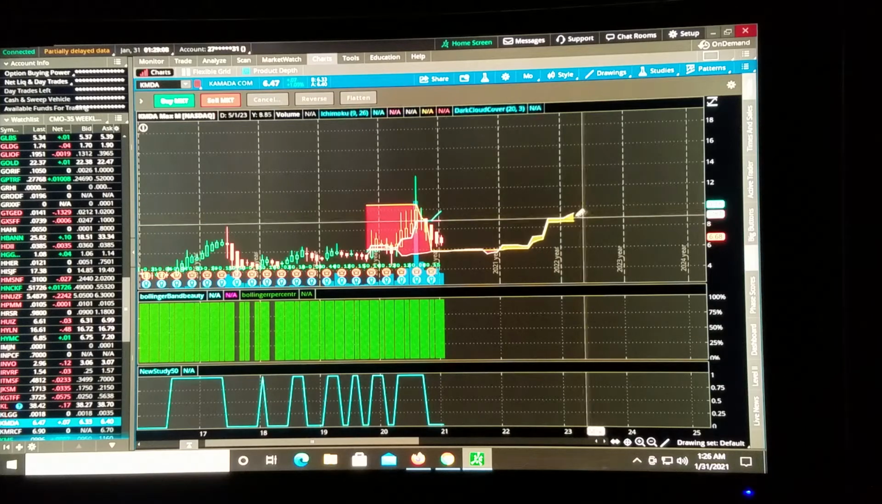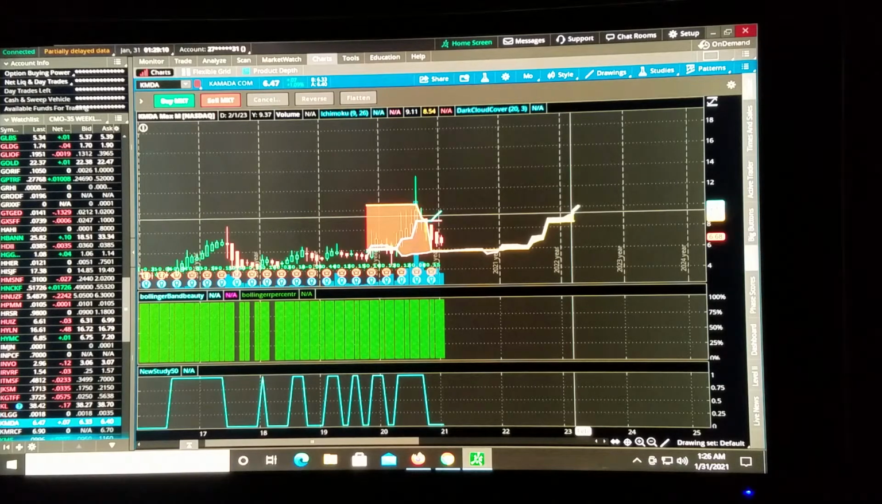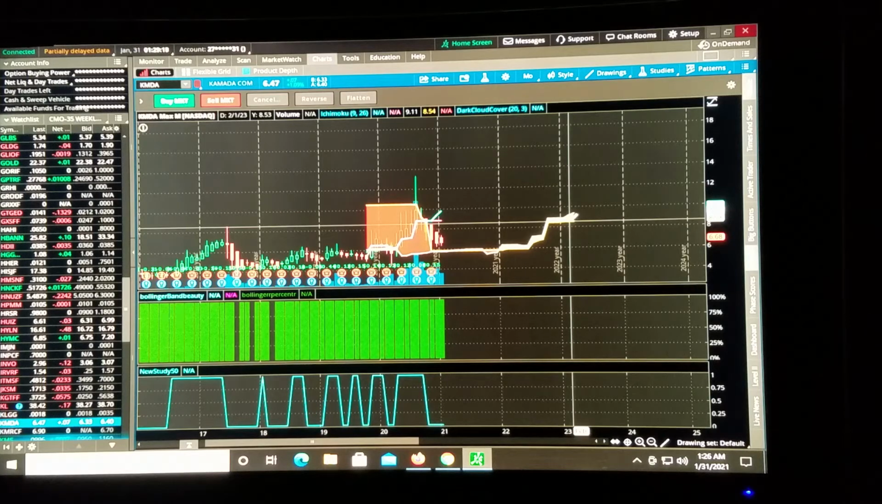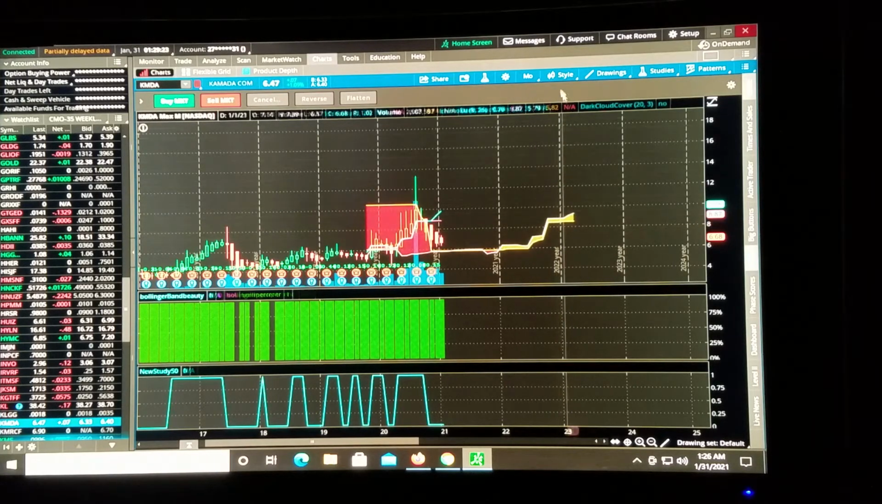We can see all the way out for the next couple days. This is our projected price. So we're projecting that Kamada is going to go from 647 to somewhere around the 942 to 853 area. So that could set us up for a very good trade. So how can we plan for this?